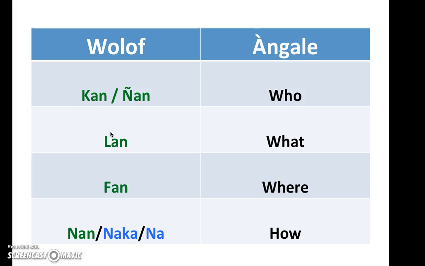So again, the first four structures: kan, lan, fan, nan. Kan means who, lan what, fan where, nan how.